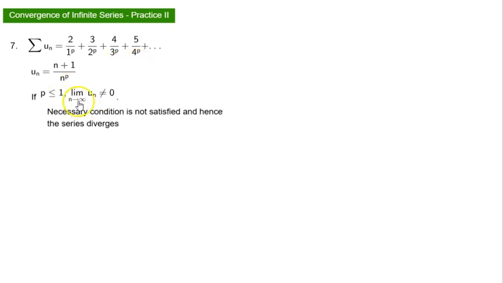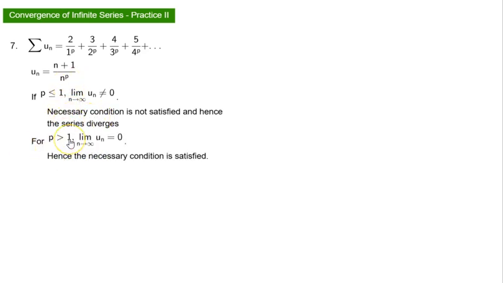Now, here, if p is less than or equal to 1, the limit as n goes to infinity of u sub n is not equal to 0, because the denominator keeps reducing and the numerator keeps increasing. So that means the limit of u sub n is not equal to 0. That means the necessary condition is not satisfied and hence the series diverges. Straightforward. That is in the case of p less than or equal to 1.